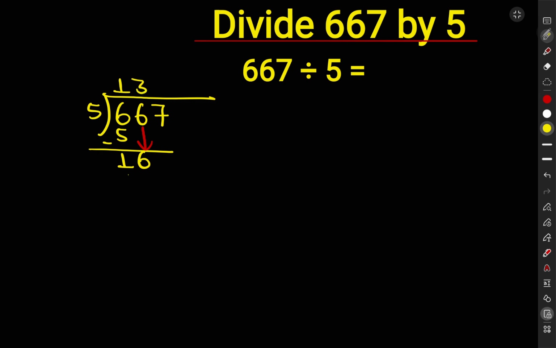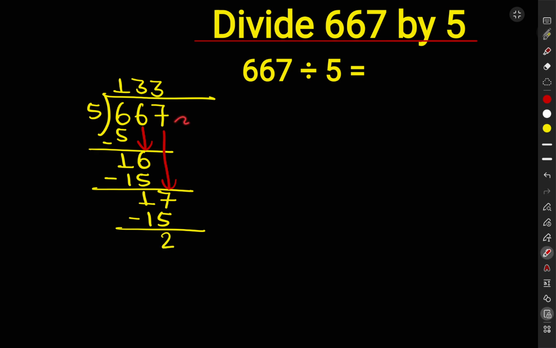5 times 3 is 15. On subtracting, we get 1. So again we put down the 7 and it is 17. 5 times 3 is 15. On subtracting, we get 2.